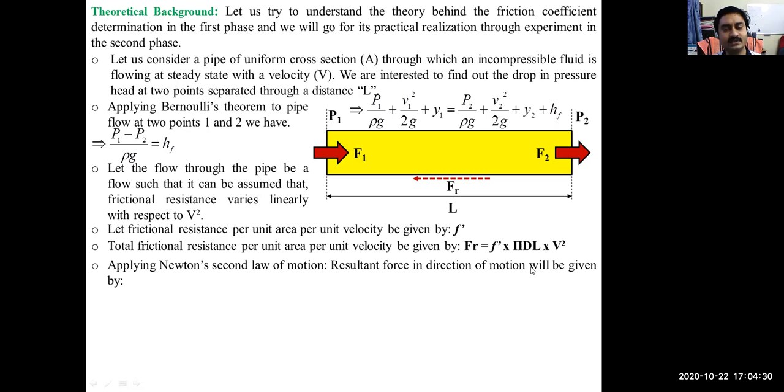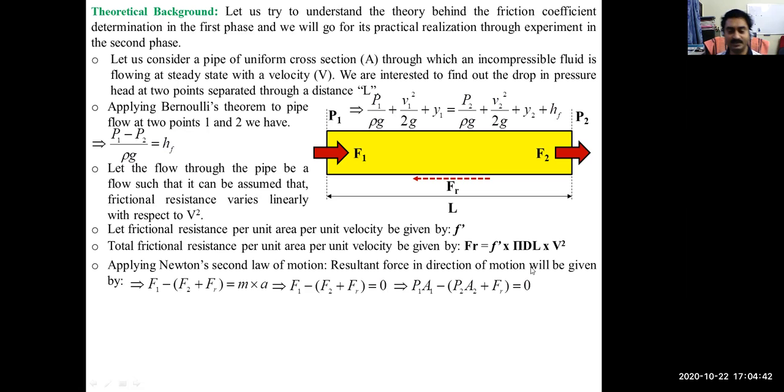Now, if I apply Newton's second law, total force acting on the body is equal to mass into acceleration. It's a steady flow, and the velocity at both the ends is the same, V, so there won't be any acceleration. So I can write F1 minus F2 minus Fr is equal to mass into acceleration, and that term becomes zero. So P1 A1 minus P2 A2 minus Fr is equal to zero.